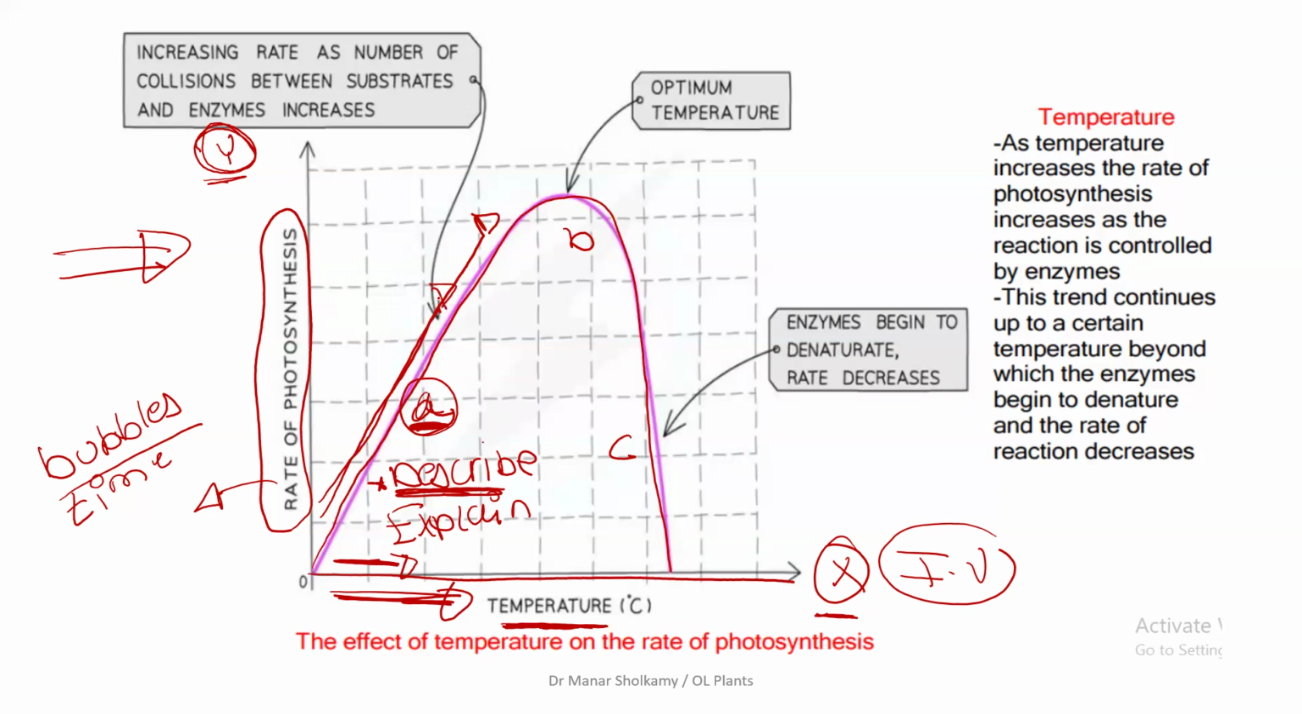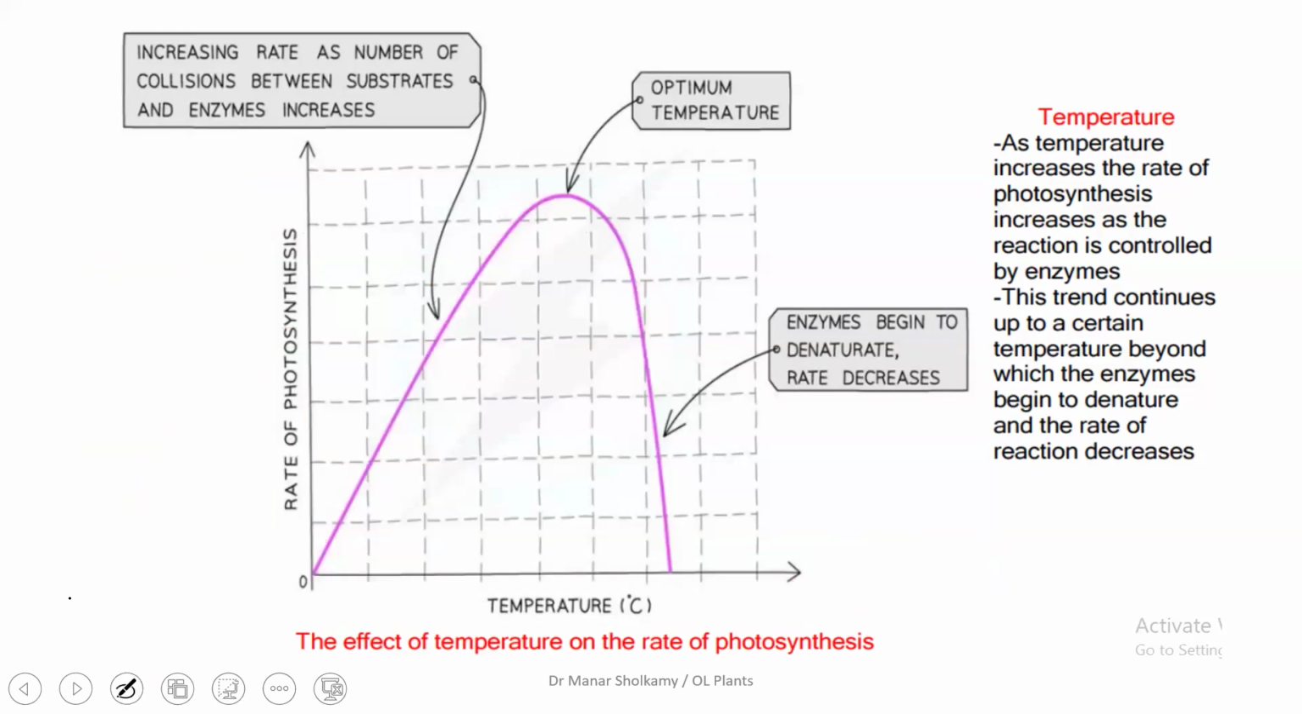This is 1 mark. The second mark, I will give numbers from the graph. For example, when the temperature was 5, the rate was also 5. When the temperature was 10, the rate was 15. I have to give numbers from the graph so that they give me the mark. Okay, very good. Now, this is the describe part. Now, can you explain why the rate of photosynthesis is increasing as the temperature is increasing? Why?